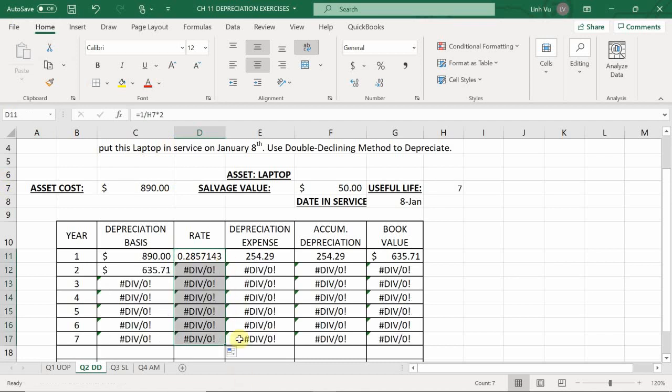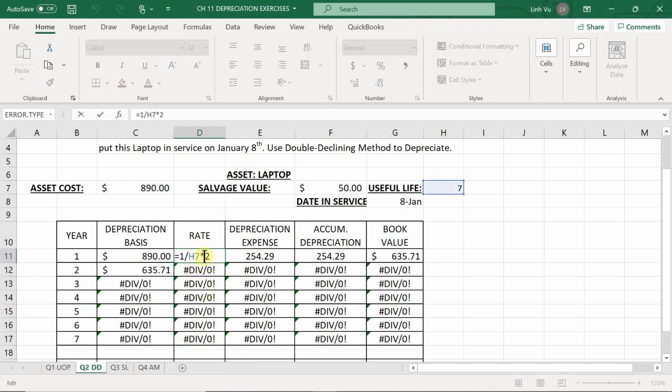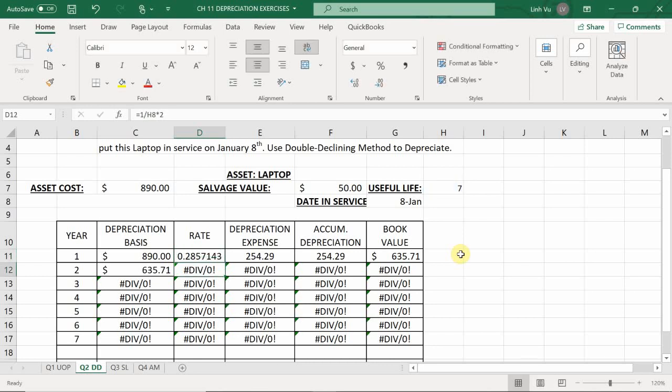All right. Excuse my mistake, guys. So therefore, all of this is wrong. So once again, it's going to be 1 divided by 7, because this is double declining, right? We need to multiply it twice. So there you go, 28.57. Okay, so therefore, let me see if I can fix all this.